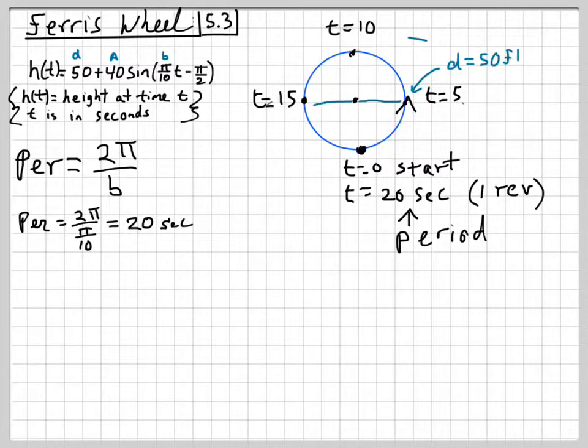And remember that the time equals 5, that quarter point, is half of the circle, and that is given to us by d, which is, in our equation, 50 feet. That's the middle of the ride. And to get the maximum height, what we did was we took that d, which is 50, and we added it to the amplitude. So 50 plus 40 is 90 feet.